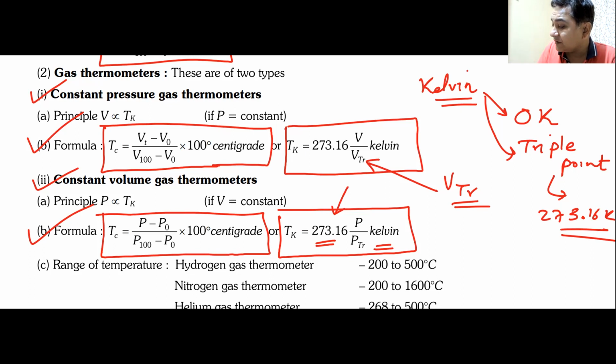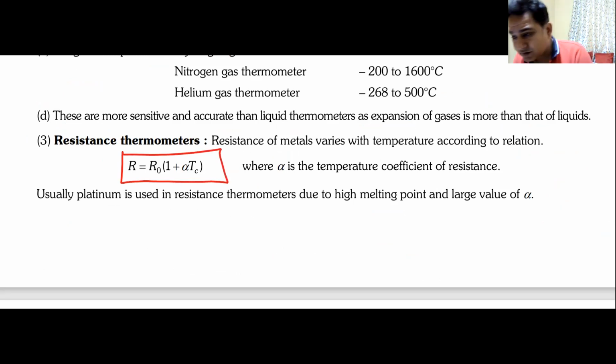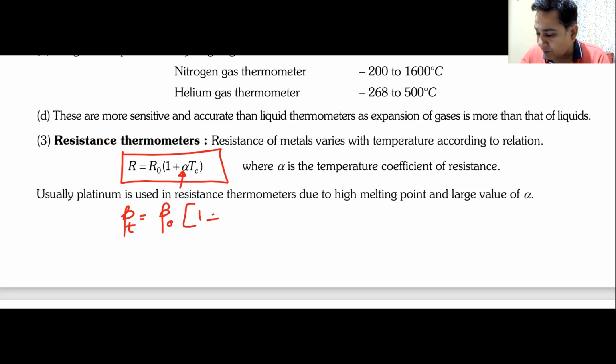Then we have the resistance thermometer, and since you have already done this, you must be aware of this formula. Resistance of any wire at any given temperature T is R naught into (1 plus alpha into T). This alpha is known as the temperature coefficient of resistance. The same formula is applicable for resistivity. Rho at temperature T is rho at temperature naught into (1 plus alpha into (T minus T naught)).